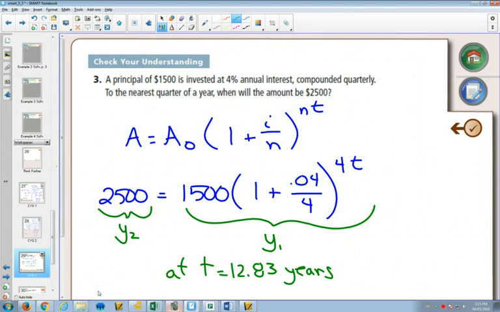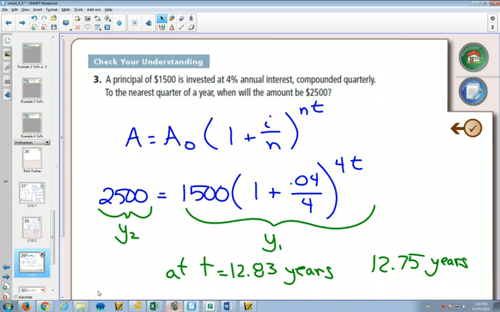Now to the nearest quarter of a year, what would be the nearest quarter? 12.75 years? If you round it to the nearest quarter of a year. But at 12.75 years, it wouldn't quite be 2,500 yet. But after 13 years, it would be.